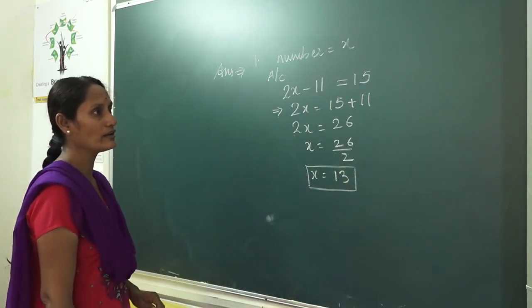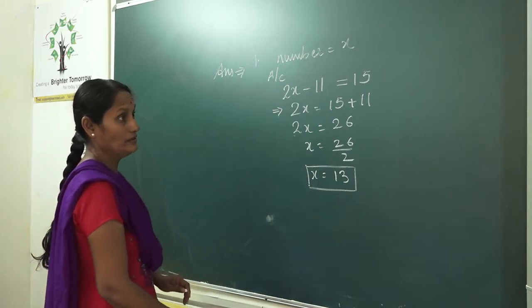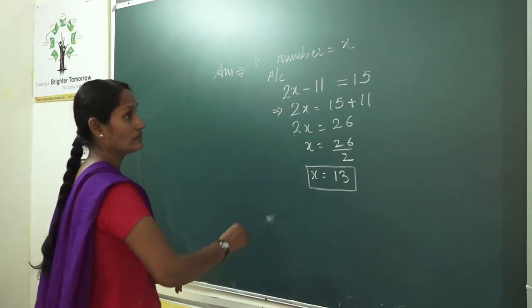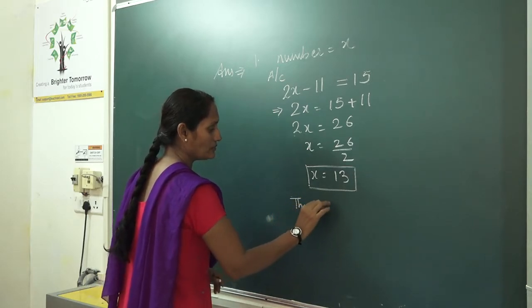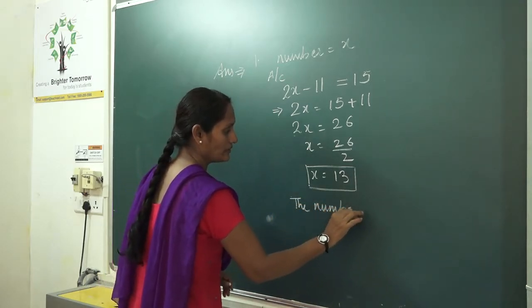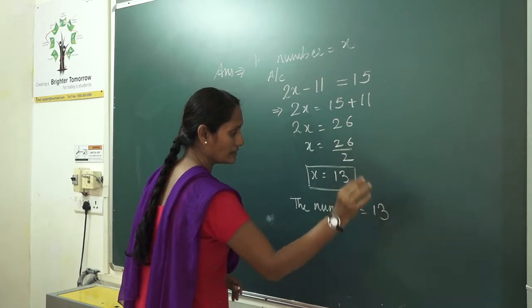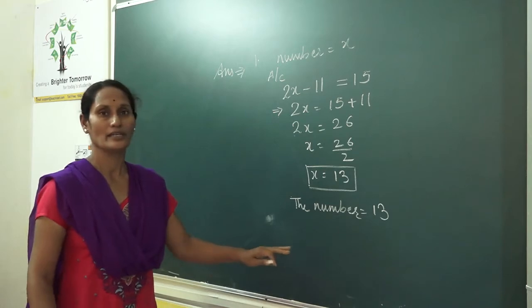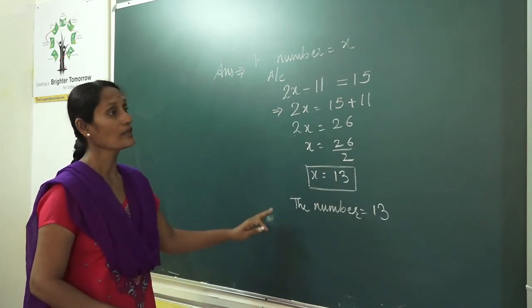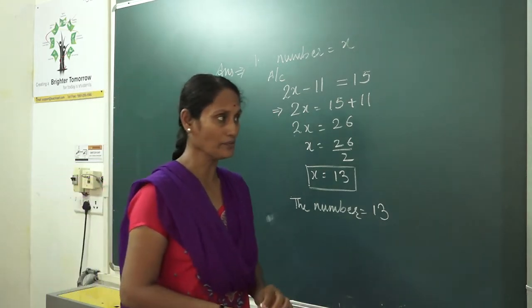And so what will you write down? The number is 13. Is it clear students? Now let's go with the next question.